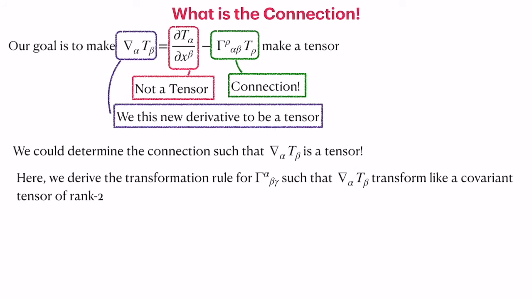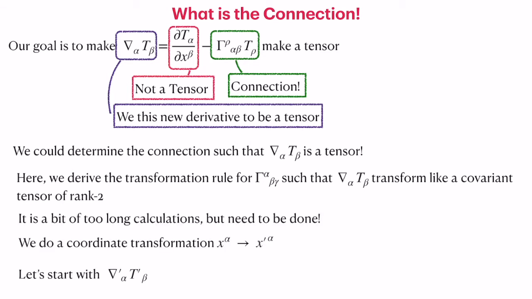Here we derive a transformation rule for gamma or connection coefficient such that the derivative operator delta alpha operating on a covariant vector transforms like a second rank covariant tensor. So this is a way of constraining gamma and bringing it from the more general case to restricting it so that we can use it in standard geometry and apply it to expressing the laws of physics. Let's start with the covariant derivative of a covariant tensor in an x prime system, and then we transform it to the x coordinate system and put the condition that the covariant derivative transforms like a second rank tensor.